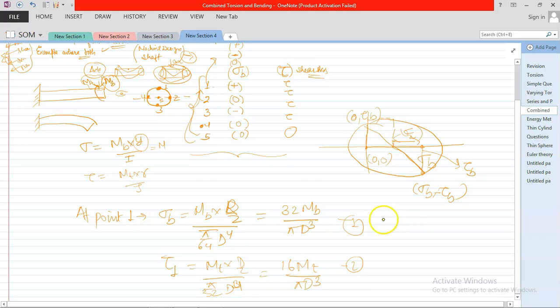So radius square is equal to, apply Pythagoras theorem, sigma by 2 whole square plus tau square. If you give sigma by 2, it is 16 Mb by pi d cube whole square plus tau square. That is r square, and that is also the radius of the circle.